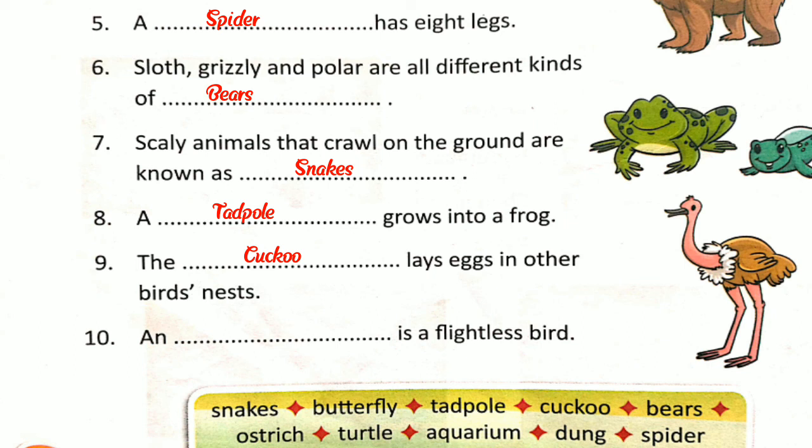Okay, very good. Now number 10 and last, blank is a flightless bird. Here we can see a photograph of an ostrich. So the ostrich is a flightless bird. Okay, very good. So children, I hope you all enjoyed it.